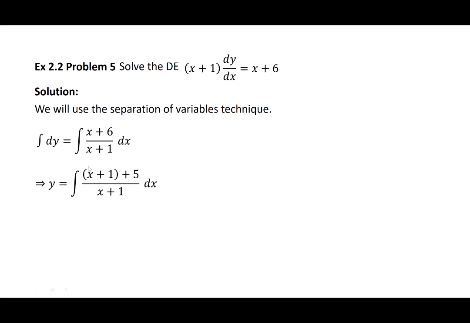Now, are we allowed to say this is equal to x plus 1 over x plus 1 plus 5 over x plus 1? Can we separate the fractions? Yep, we can. So that's what I'm going to do. And x plus 1 over x plus 1 is just 1. And we have plus 5 over x plus 1.